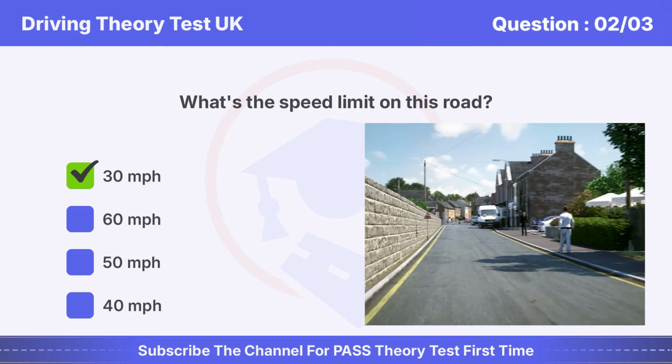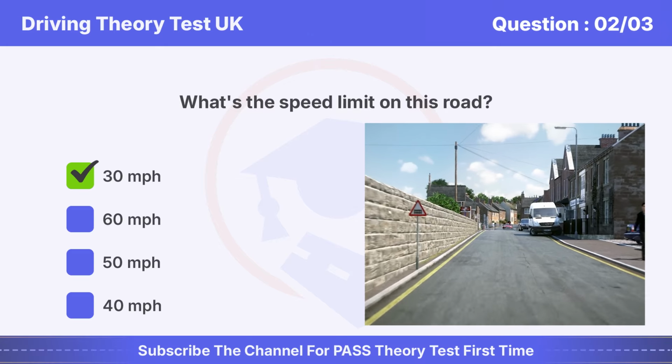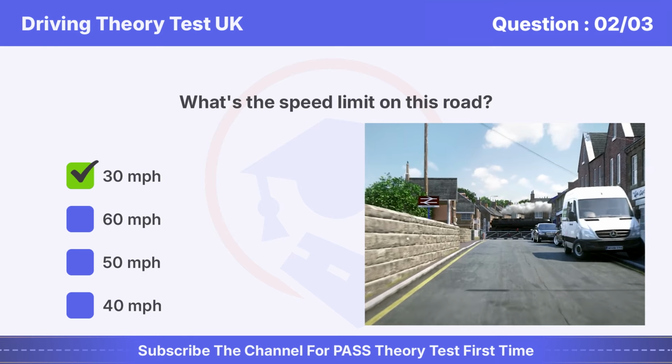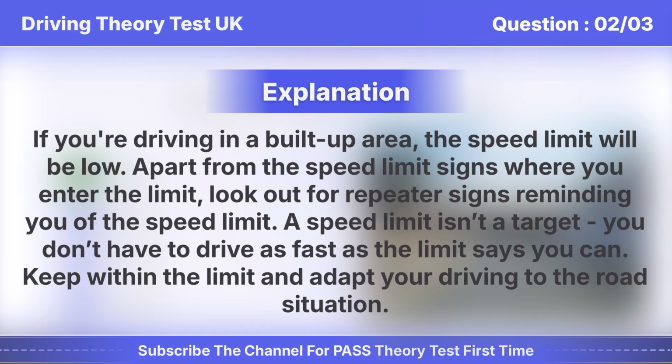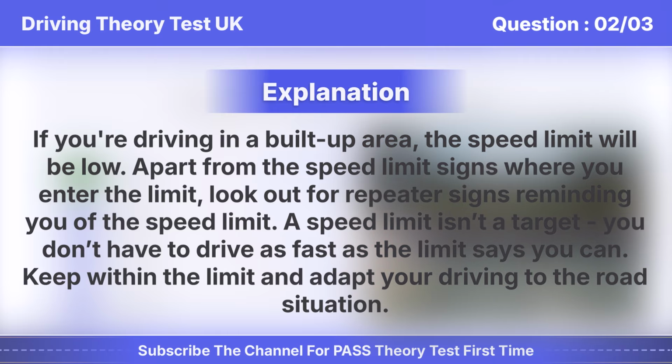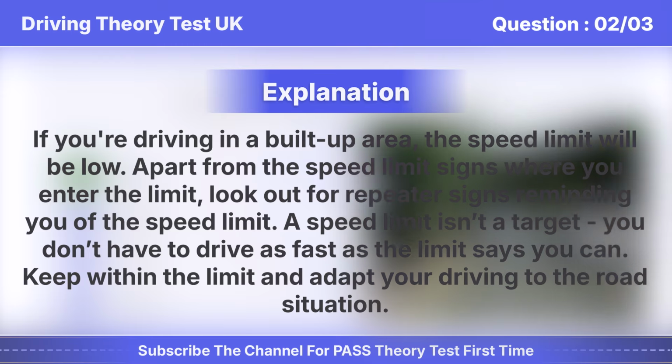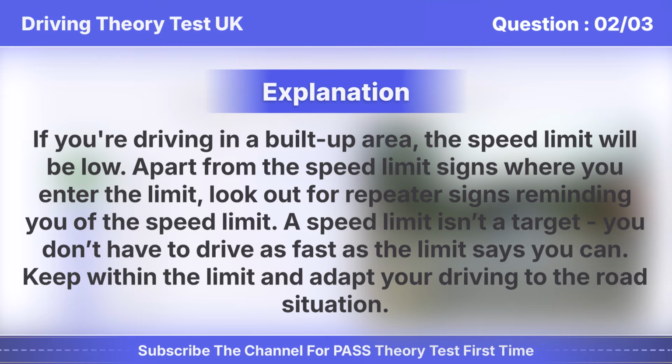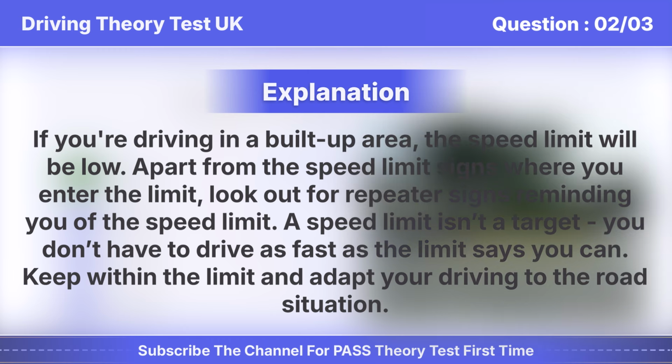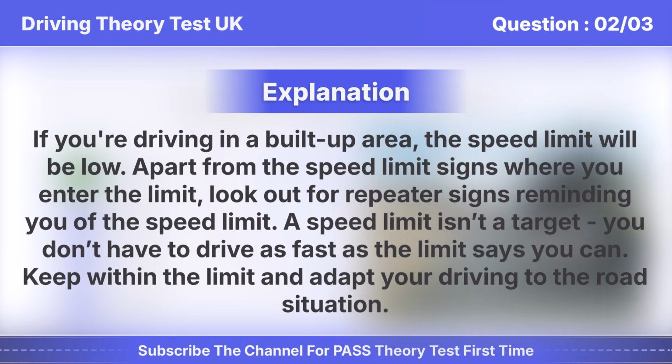Answer is A. 30 miles per hour. If you're driving in a built-up area, the speed limit will be low. Apart from the speed limit signs where you enter the limit, look out for repeater signs reminding you of the speed limit. A speed limit isn't a target. You don't have to drive as fast as the limit says you can. Keep within the limit and adapt your driving to the road situation.